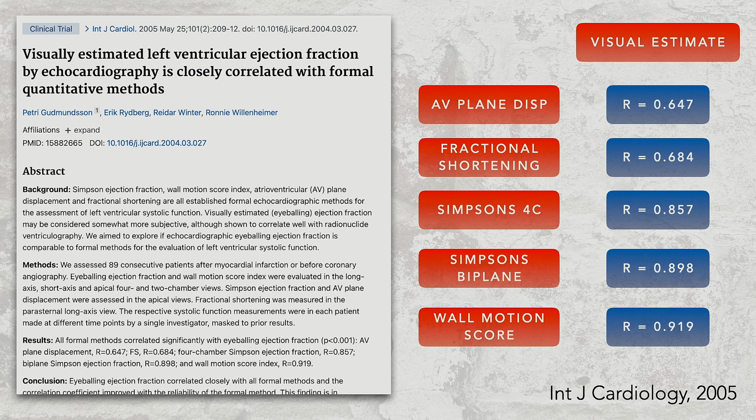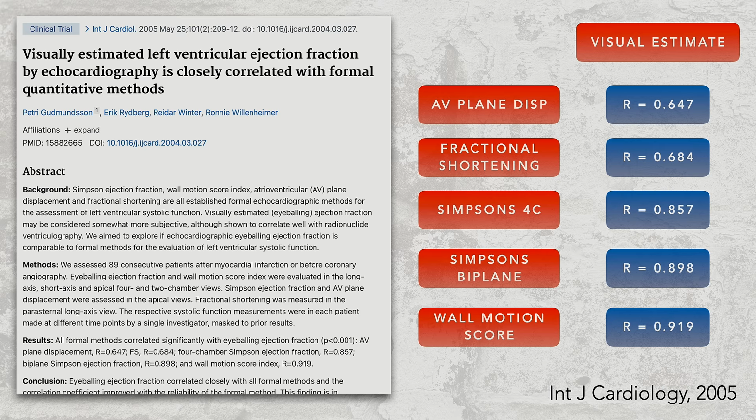That one looks like it's normal. And what they found is these correlation coefficients. What I want to focus in on is the Simpsons biplane, because this is really the standard that we use. If you read through the echo reports that we put up at our institution, and probably most institutions, that stacked discs that we talked about last time, the Simpsons biplane, there's an R value of 0.898.